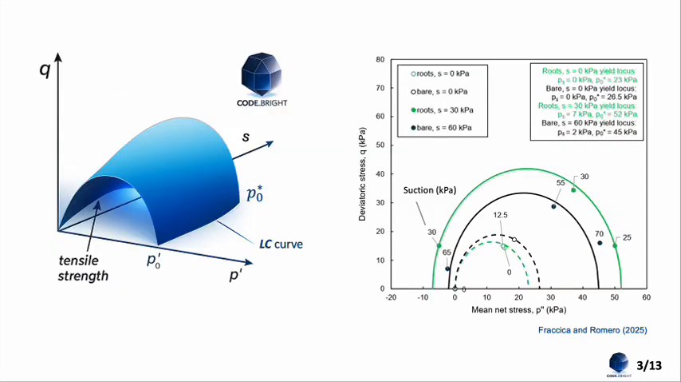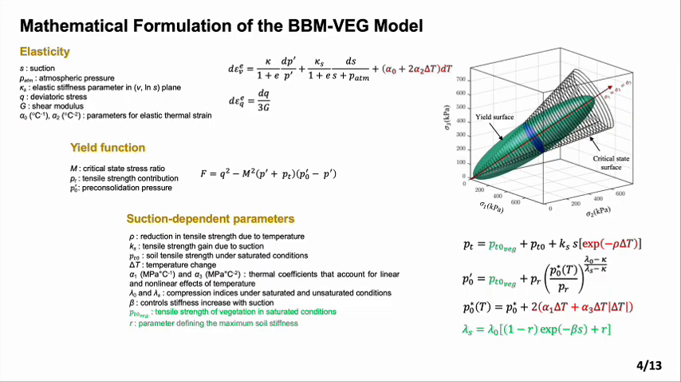In a BBM model, we can consider three items: deviatoric stress, pre-consolidation pressure, and suction. The experimental results show that BBM is effective in simulating the failure surface of vegetated soil as well as non-vegetated soil. But the main question is how we can get from a bare soil to a vegetated soil. Firstly, let's have a summary of the basic formulations of the BBM.